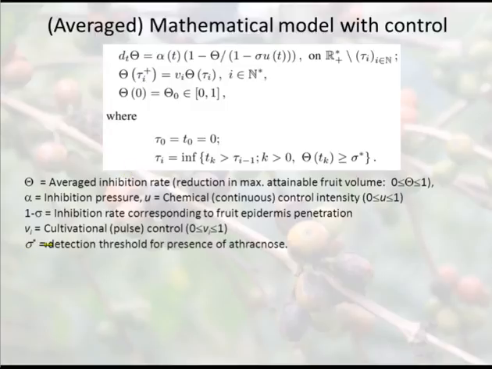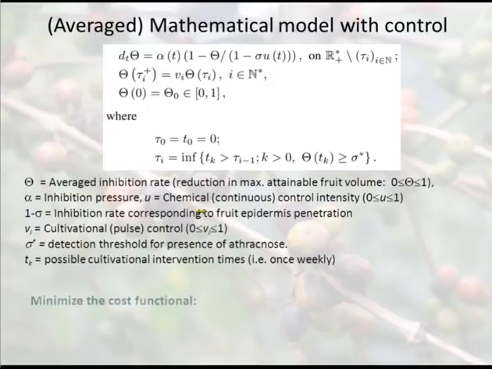Okay. Sigma star is the detection threshold. If the inhibition rate is below sigma star, then anthracnose is not detected and no control is exerted. T_k are the possible cultivational intervention times. Every tau is going to be at one of the T_k, but it's not true that at every possible intervention time there is intervention that takes place. So just to remind you, discrete intervention is expressed by V less than 1, and full chemical control occurs when U is equal to 1. So U equals 0 means no chemical control.